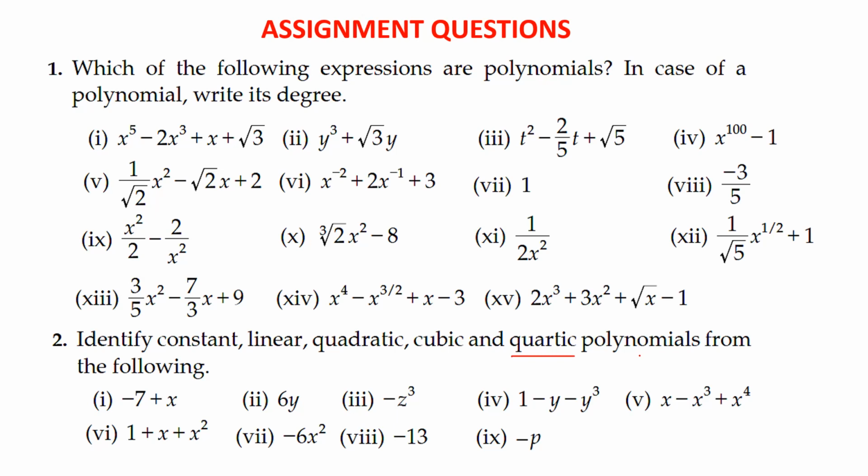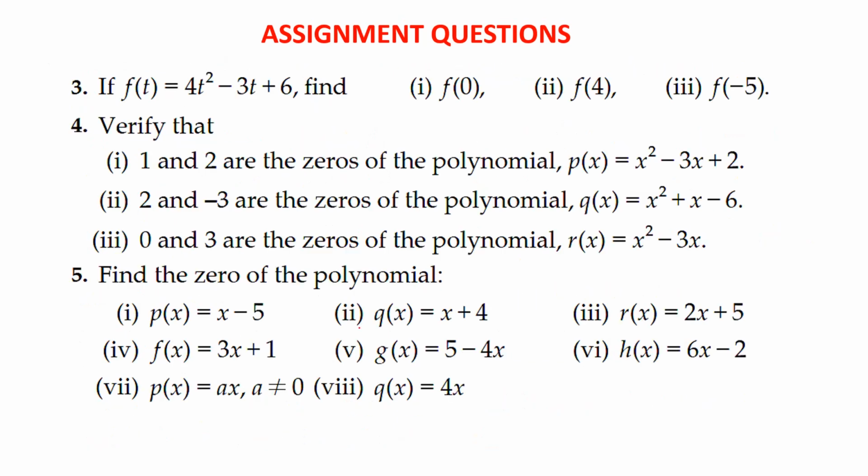Okay. And in the third question, you have to find f of 0, f of 4, f of minus 5. In the fourth question, you have to verify the zeros, and in the fifth question, you have to find the zeros. So the total is 5 questions. I will post them through your Google Classroom. Okay. So this is the last one.